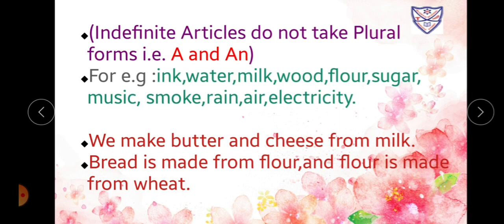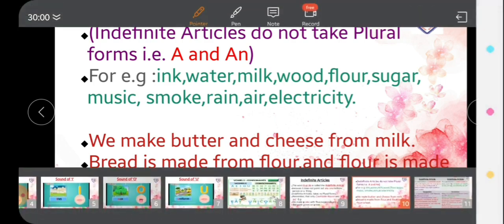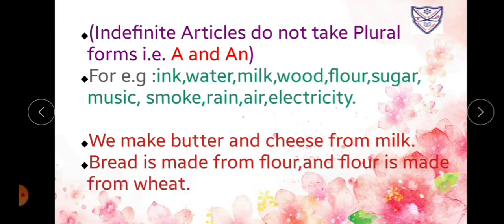For example, we make butter and cheese from milk. Bread is made from flour and flour is made from wheat. So in these two sentences we see that no article is used. Why? Because over here butter, cheese, milk are uncountable nouns, or we can say they are plural forms. So we will not use a or an as an article in this sentence.